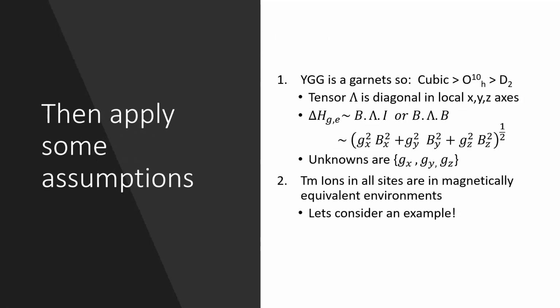Now we can get a bit more specific and say, okay, YGG is a garnet, so we know its crystal symmetry, and this will allow us to simplify things a bit further. So YGG is a cubic crystal. It has an O10H space group symmetry. And for the sites where thulium substitutes yttrium, it has a D2 point symmetry. So in these sites specifically, we can diagonalize the lambda tensor and wind up with fewer unknowns because of it.